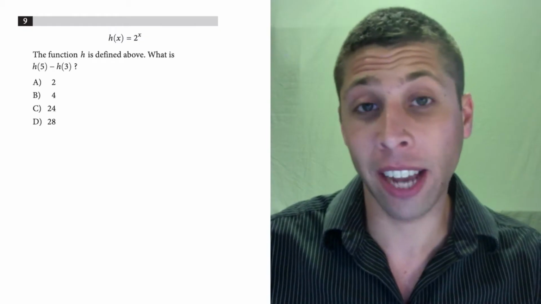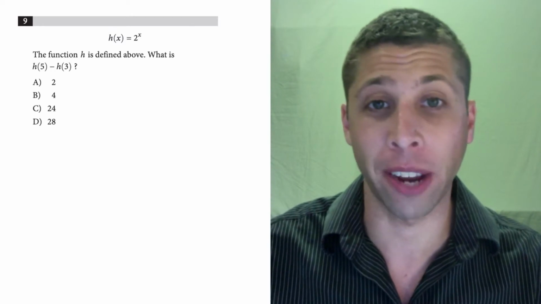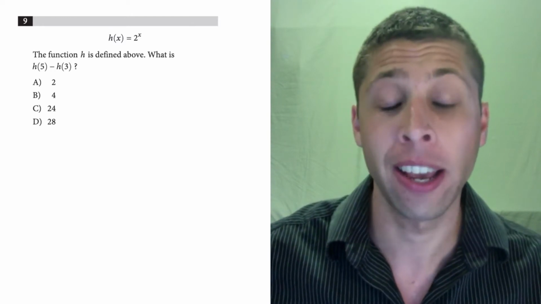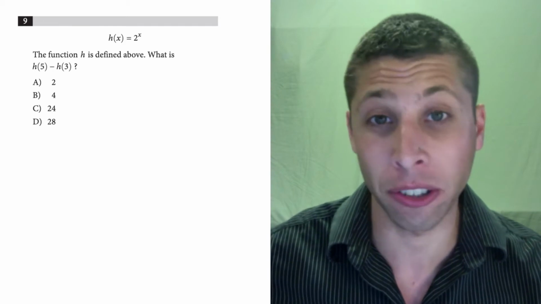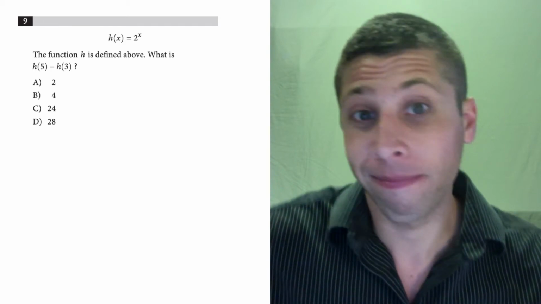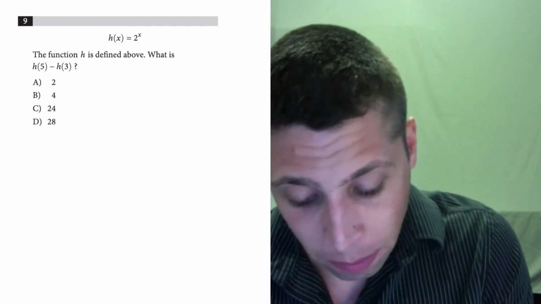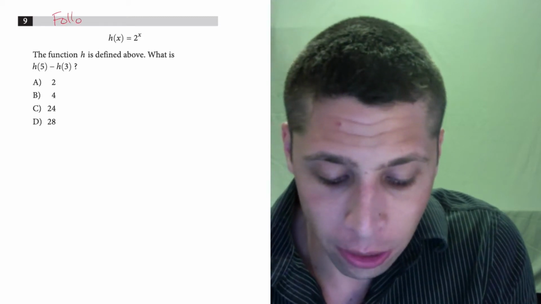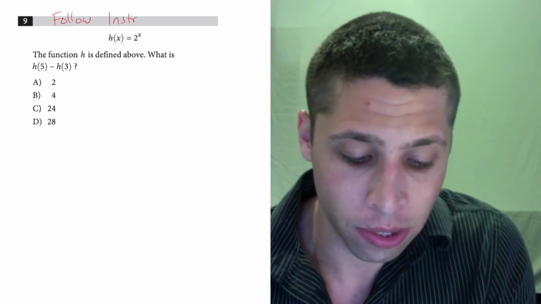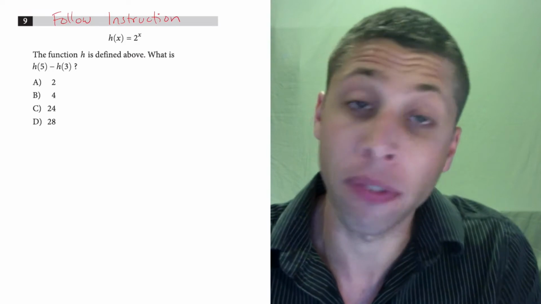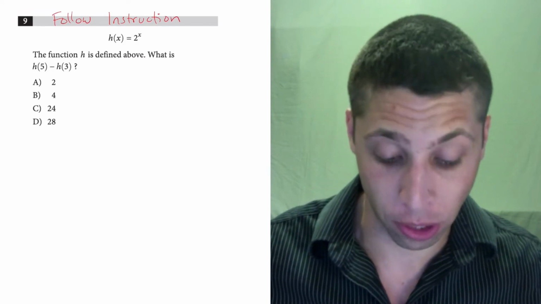Question 9 is kind of similar to question number 5 in this section, right? It's that function notation again. There's a few more steps this time. The equation's a little weirder, but it's the same thing. So we're just going to make sure that we follow instructions. And again, just like with number 5, we've got to make sure we understand what the instruction is.